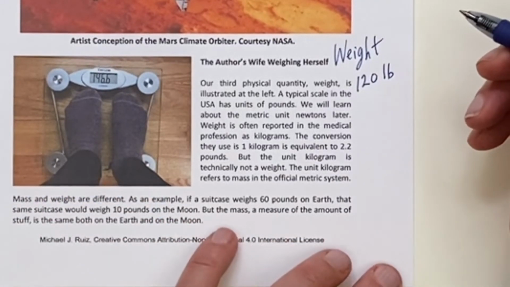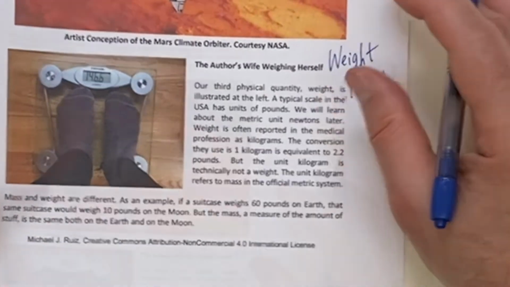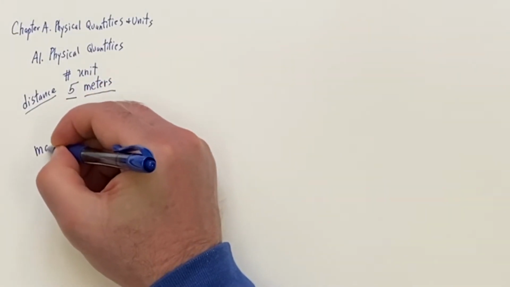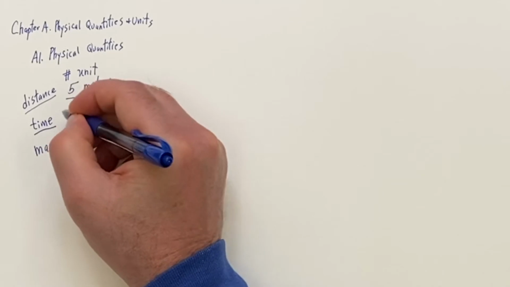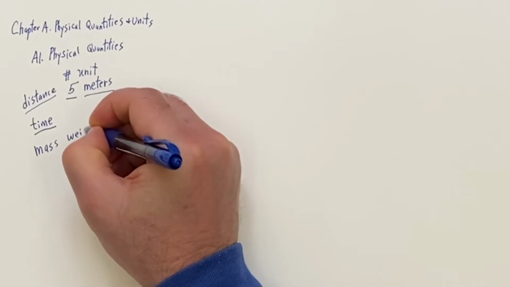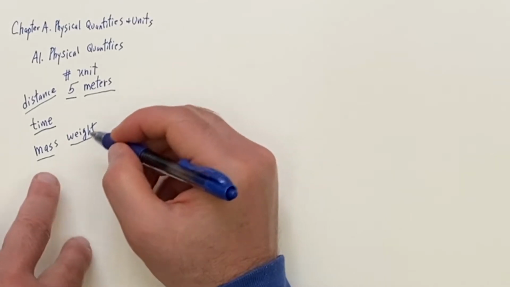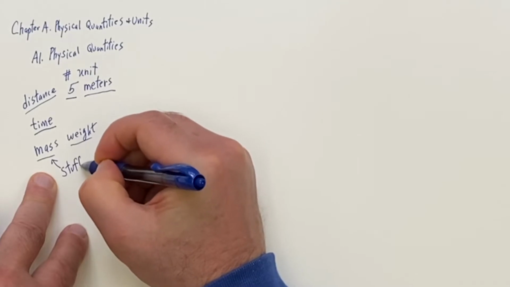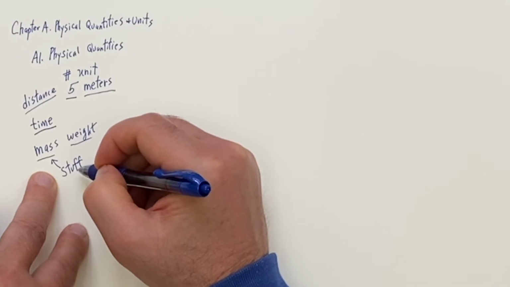Let's take a moment to talk about two physical quantities that are close to each other but not identical, and that is mass and weight. Let me put time in here so we have the time. That would be like age. And then mass and weight. So these are not the same physical quantities. This physical quantity, mass, refers to how much stuff there is. And if you take a suitcase and put it on the moon, you'd have the same amount of stuff there that it would be on Earth.